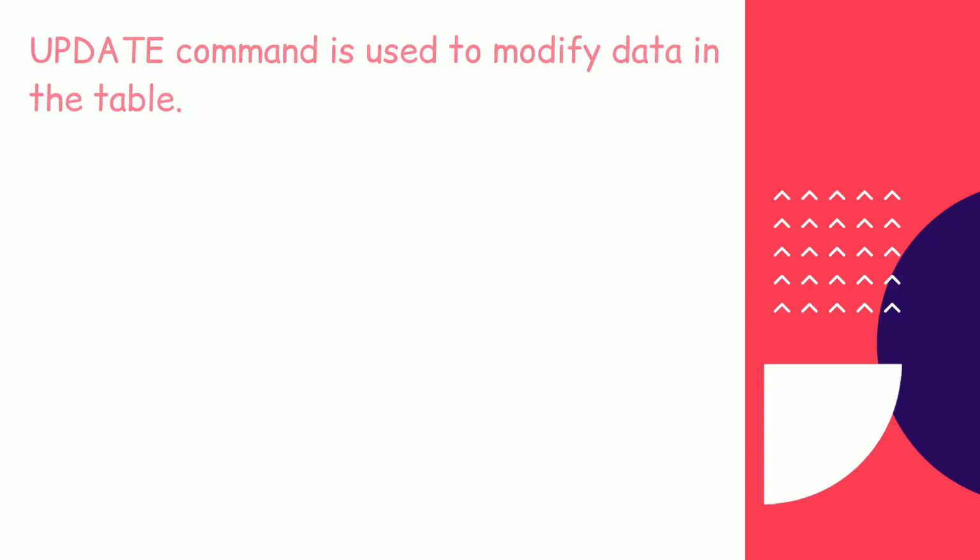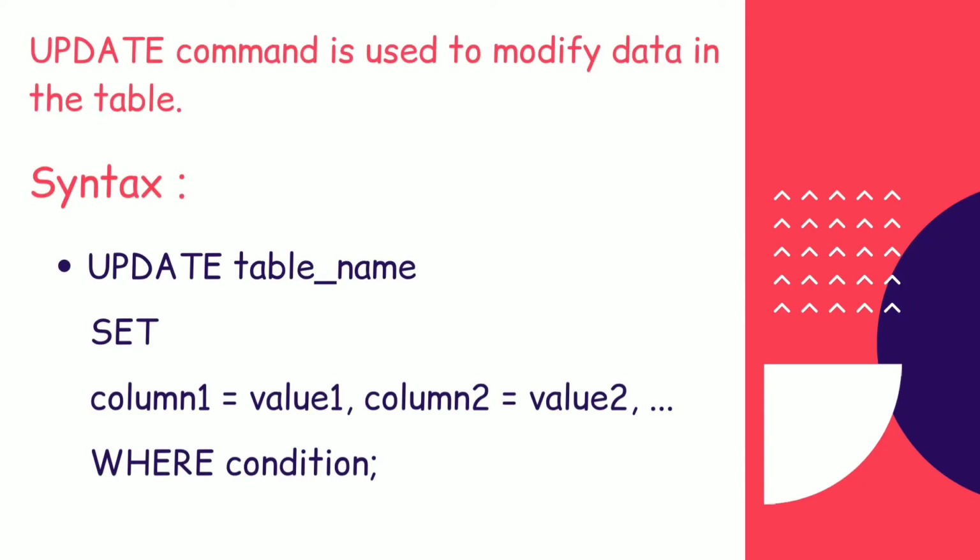Update. There are many use cases when we want to modify the data in the table. At that time, we make use of update command. The syntax will be update table name set column names equals to the new value with which we want to replace the old value, where condition.